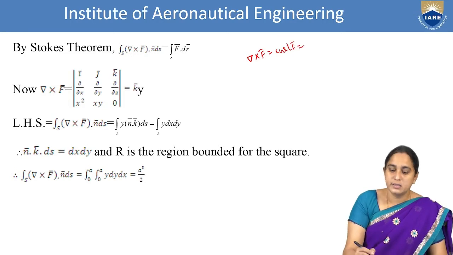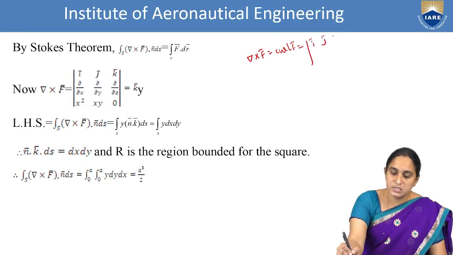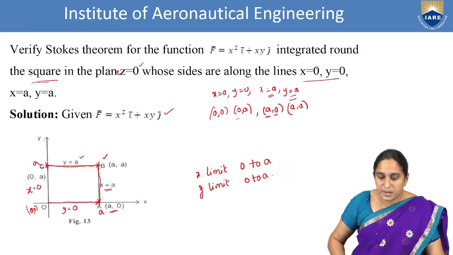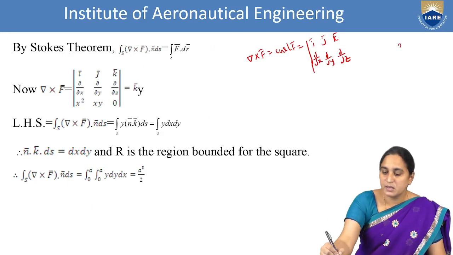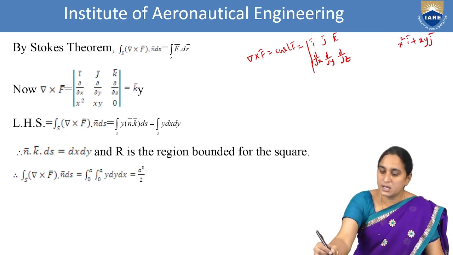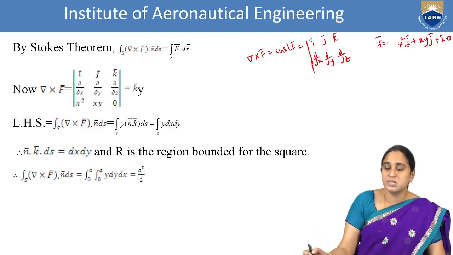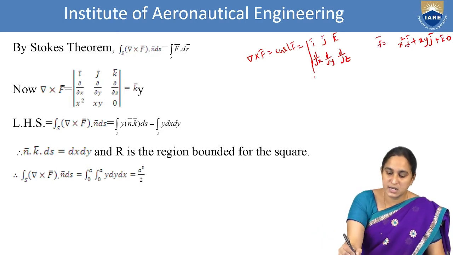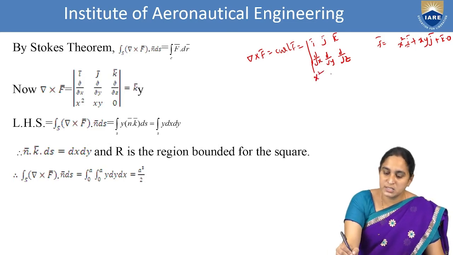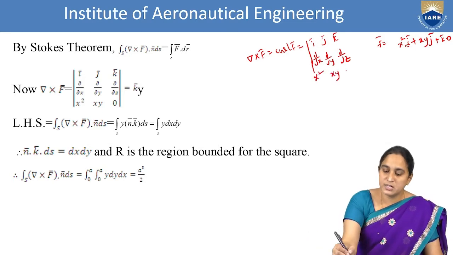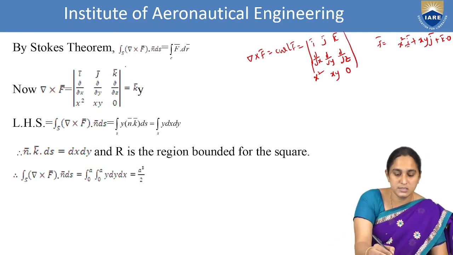Curl f bar is equal to the determinant with rows i bar, j bar, k bar; dou by dou x, dou by dou y, dou by dou z; and the components of f bar. What is f bar here? F bar is x square i bar plus xy j bar plus 0 k bar. From the given question, the i bar coefficient is x square, the j bar coefficient is xy and the k bar coefficient is 0. Okay, that is this one.